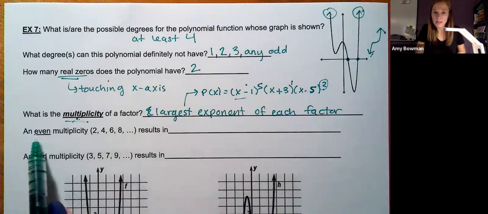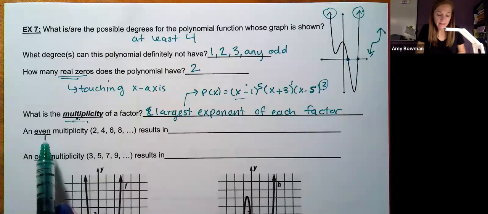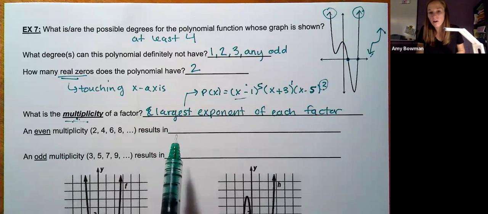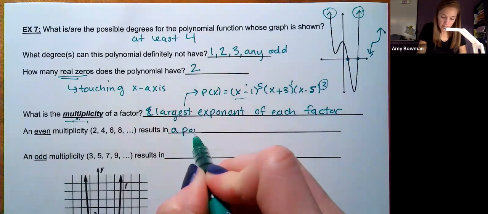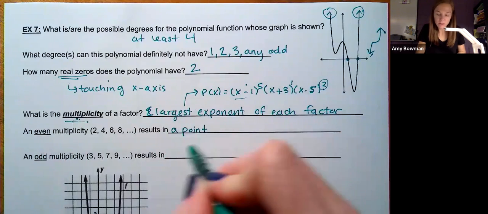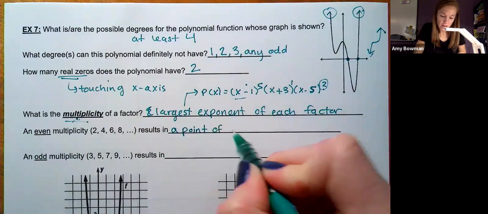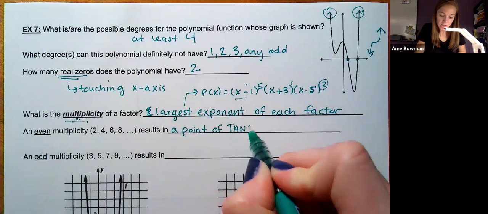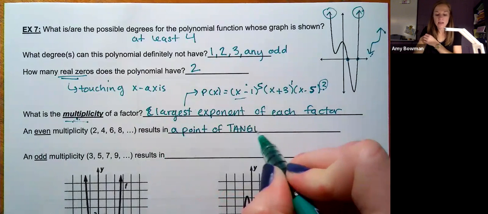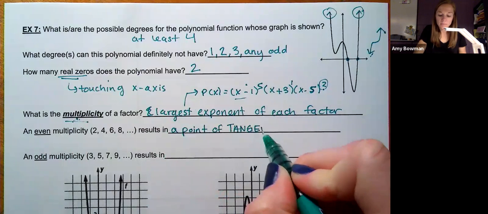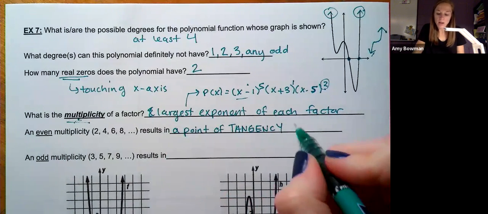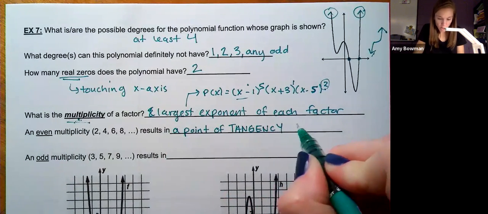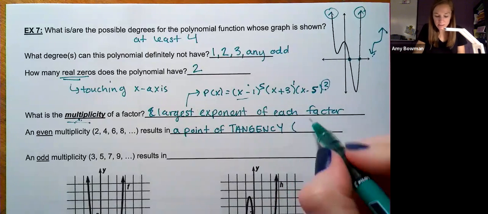If a factor has an even multiplicity, that's going to result in what is technically called a point of tangency. So we'll write that down and then I'll give you my layman's term for that. A point of tangency is a point where a function is touching a specific point at exactly one spot. So in other words, what I call it is it bounces off the x-axis.